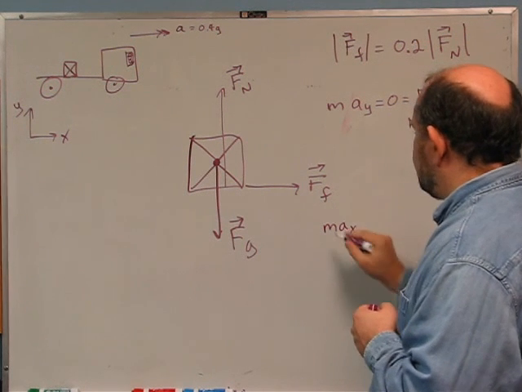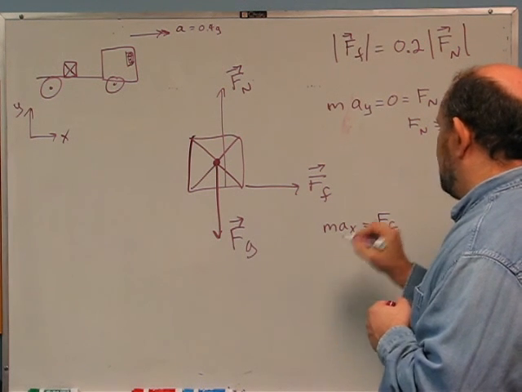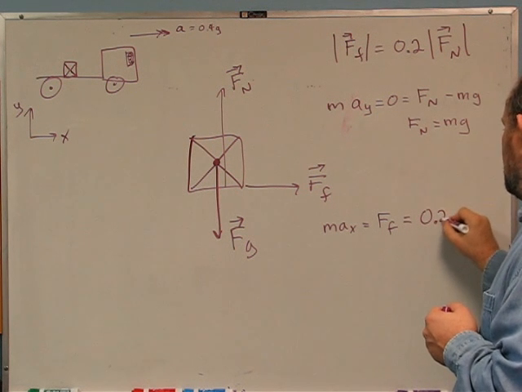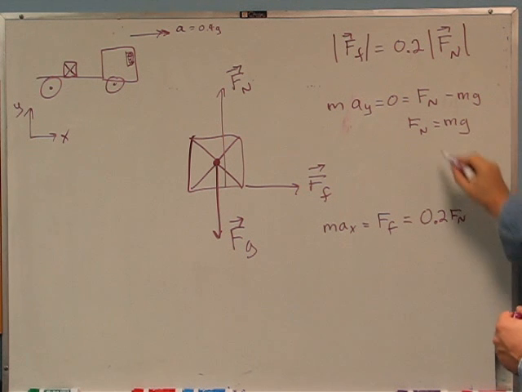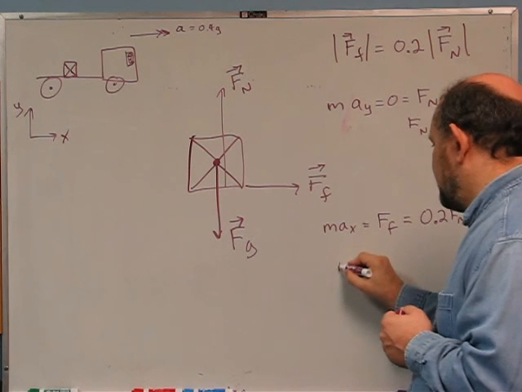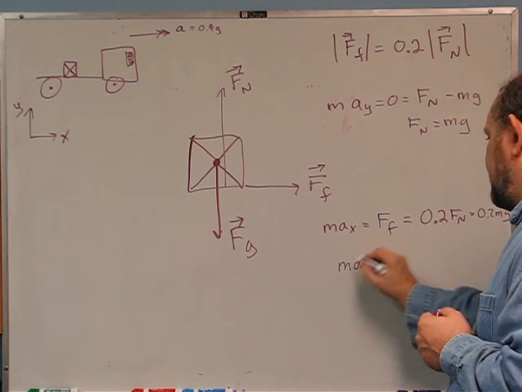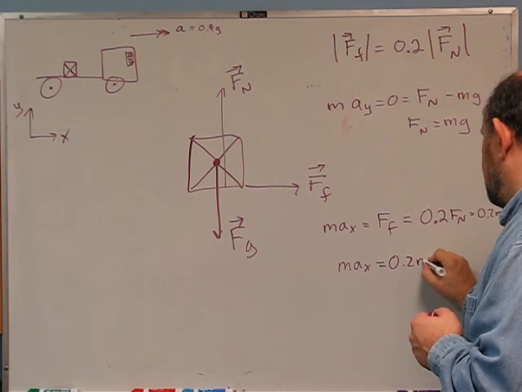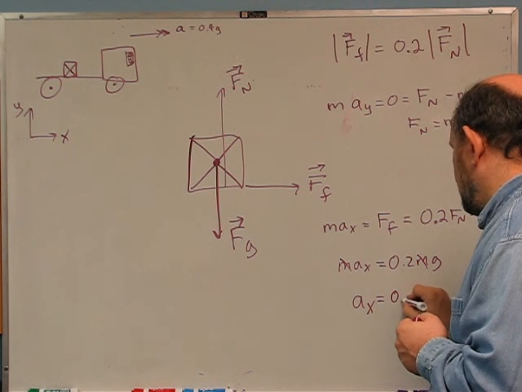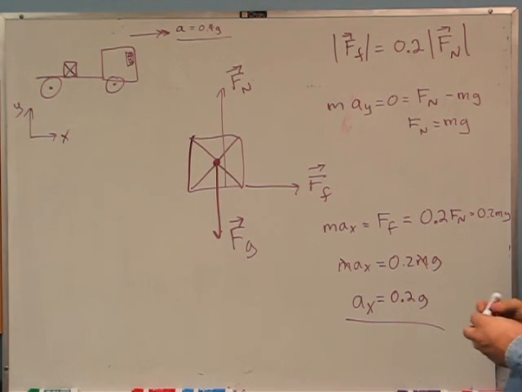Okay, let's think about the x direction. m times ax is going to equal the friction force magnitude, and that's it, because that's the only force in that direction. And we know that the friction force magnitude is equal to 0.2 times the normal force, and the normal force is equal to mg, so it's 0.2 mg. So m times the x acceleration of the crate is 0.2 mg. I can divide both sides by m. I get the x acceleration of the crate is 0.2 g. Now this is interesting, because notice the truck is accelerating at 0.4 g.